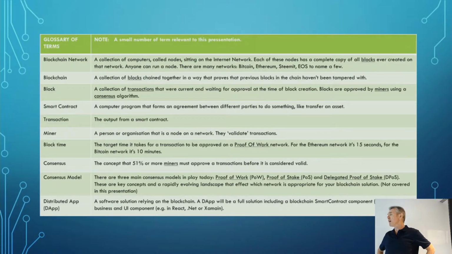And a distributed app, a DApp. These are a solution to a problem that uses a blockchain smart contract. Normally, it will have three components. The blockchain smart contract, which I'll show you one in a moment, is a small component. The bigger component is the business logic and the user interface logic that sits above that. All of these terms I'll reiterate in examples as I go through.